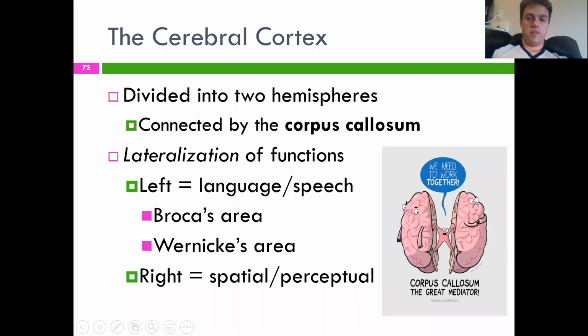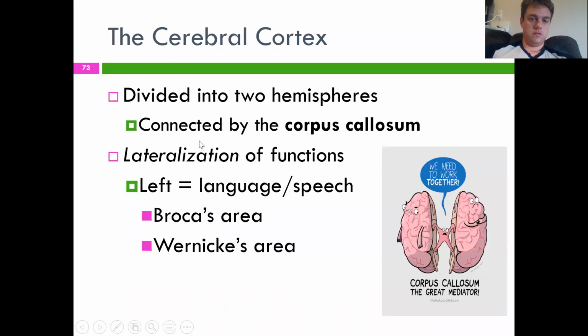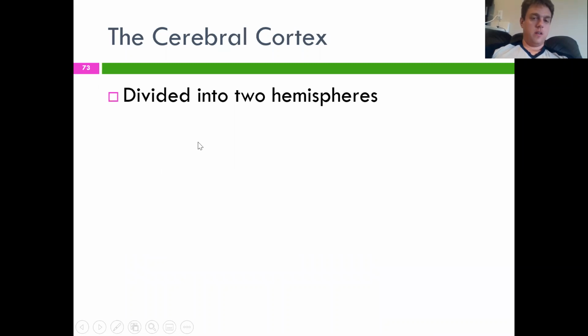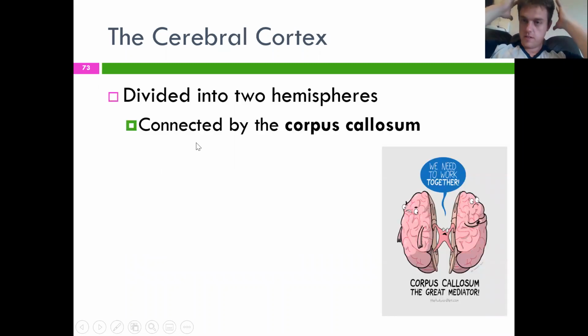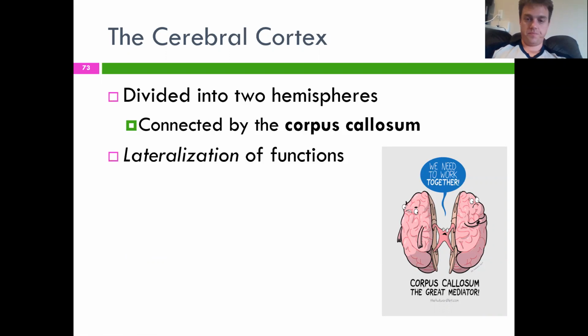Okay, so let's talk about the last little part, that being the two hemispheres of the brain. Like we said before, the cerebral cortex, this top area, is split up into two halves, two hemispheres, right? And this is all going to be connected by what's called the corpus callosum. Corpus callosum allows for communication between the two hemispheres, okay?